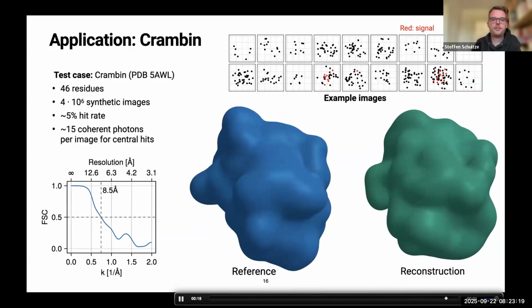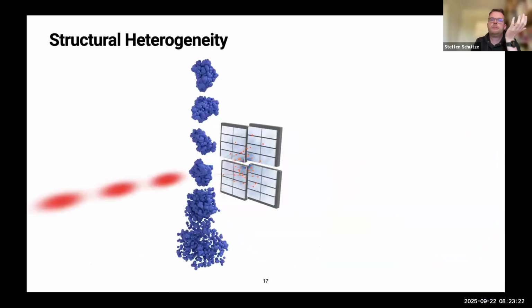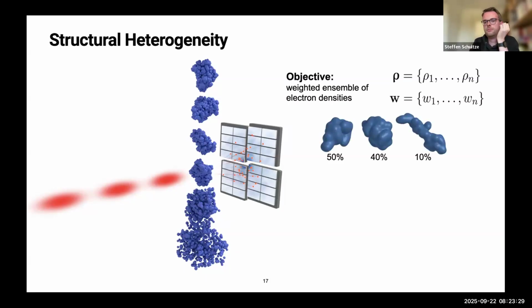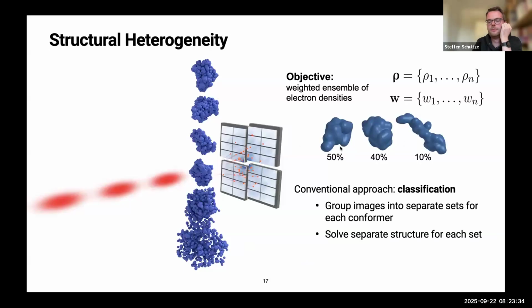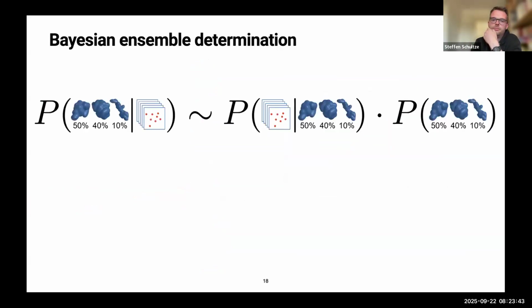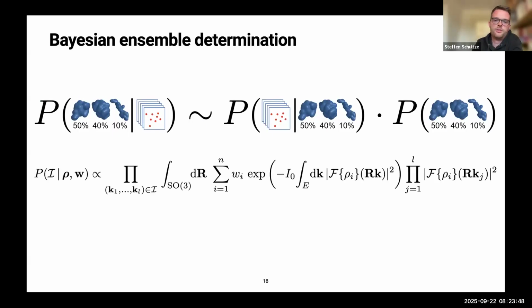Yeah, so this is that bit I mentioned in the beginning. The goal with this method is, of course, not structures, but ensembles. What I want to determine here is a list of structures with weights. The story is the same again. The conventional approach here is a classification, which only works for much larger particles. So, of course, we included this in the Bayes. In the likelihood, that only means that we have this additional weighted ensemble average.